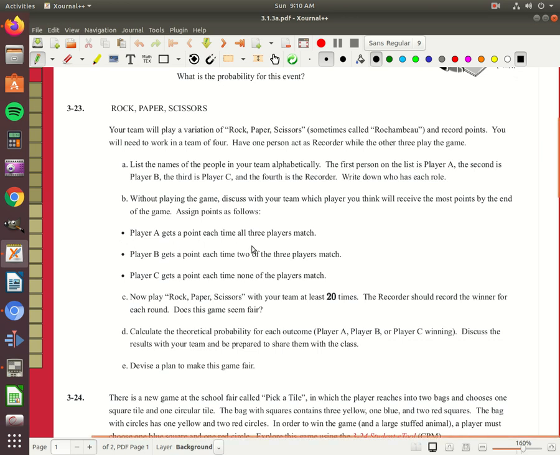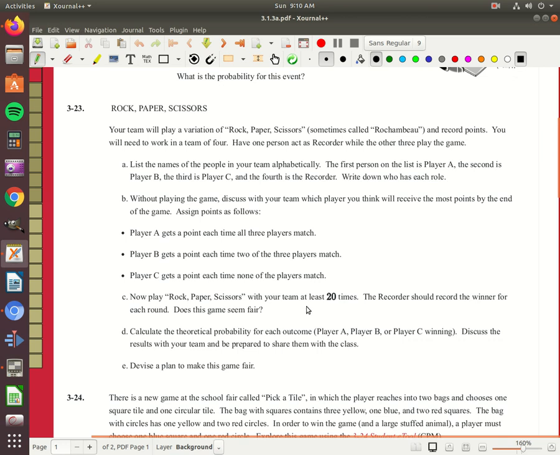A gets a point every time all 3 players have the same. B gets a point every time 2 of the players match. And C gets a point each time nobody matches. So now play rock, scissors, paper with your team at least 20 times, and let's see who would win.